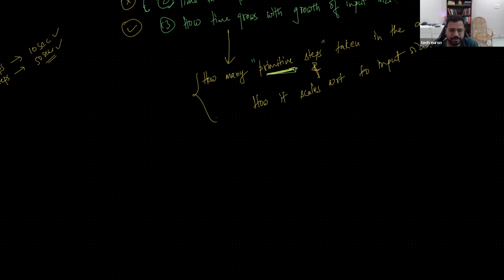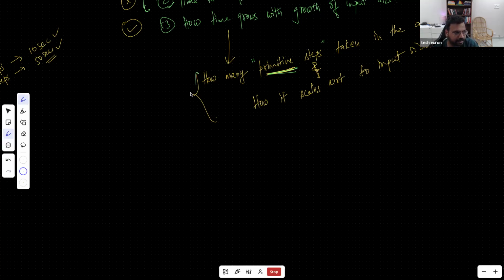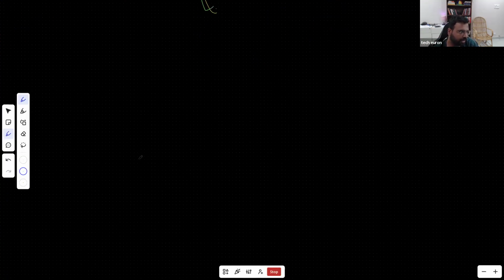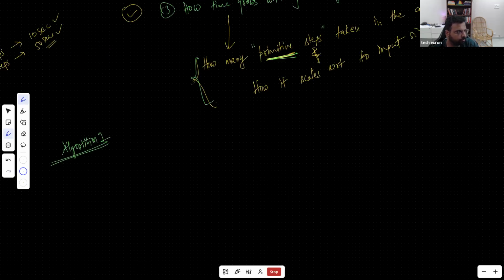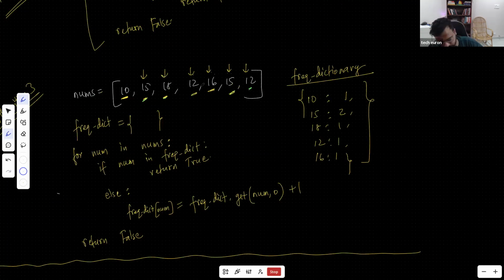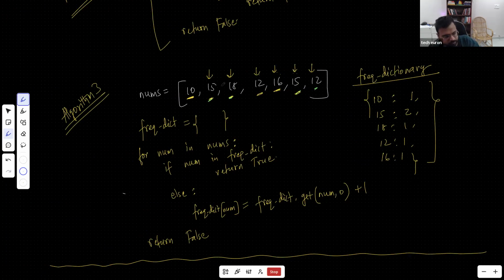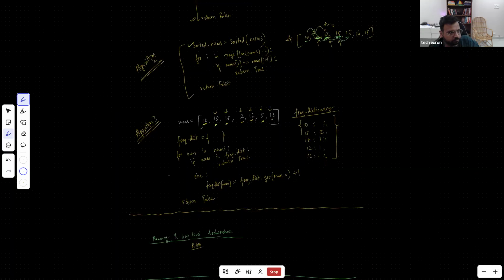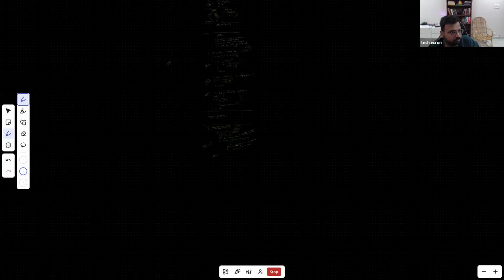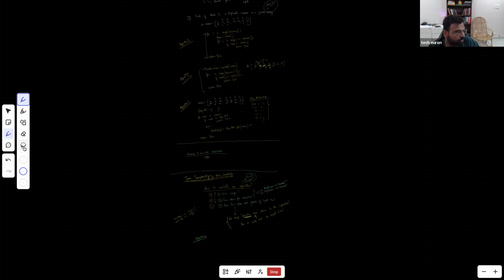Using this understanding, can we evaluate our algorithms? Let us do that analysis now. What was our algorithm one? Let me bring it down if possible. All the three algorithms, let me bring them down.